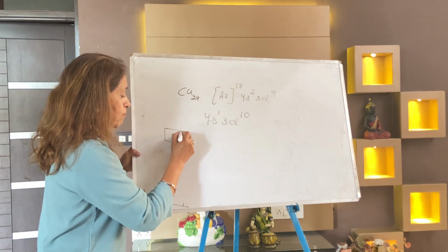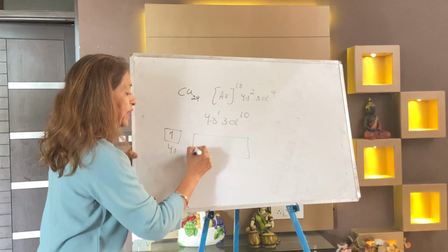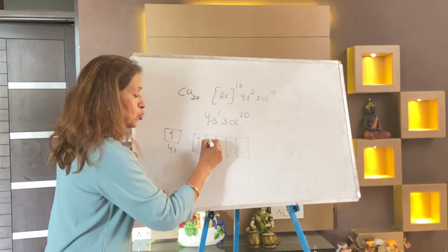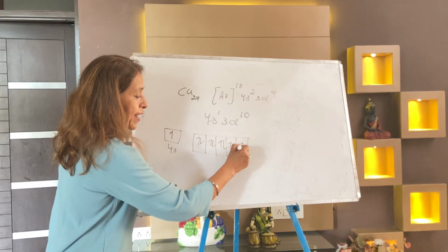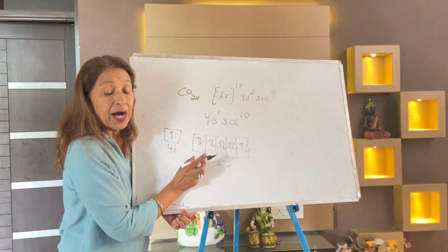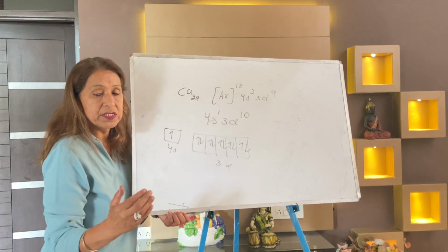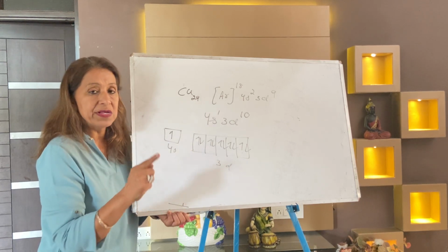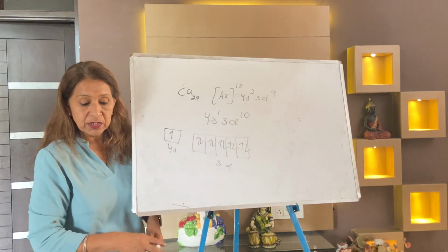Again the same: when it is 4s1 and 3d10, it is completely filled. 1, 2, 3, 4, 5. 1, 2, 3, 4, 5. Start pairing: 6, 7, 8, 9 and 10. 3d10 is completely filled. Always remember, partially filled and completely filled orbitals mean symmetrical distribution of electrons, and symmetry always leads to stability. So this is all about your configuration.